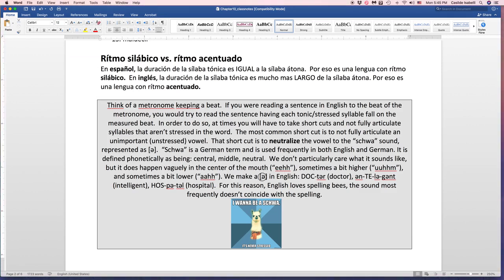We make the schwa sound in English, doctor. So this is a schwa sound. This is a stressed syllable, and so we tend to pronounce the vowel correctly, but it's that unstressed syllable where we take the shortcut, and therefore we neutralize that sound, doctor, especially in a sentence. Intelligent, intelligent, all these become neutralized. Hospital, these two become the hospital. For this reason, English loves spelling bees, like I said before. The sound most frequently doesn't coincide with the spelling.